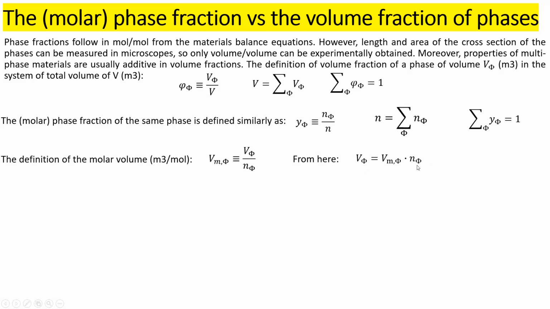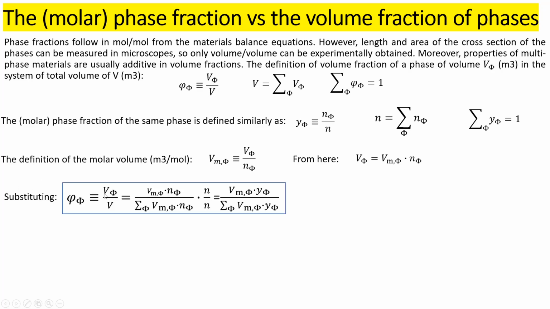And now if I rewrite the definition for the volume fraction, like here, V phi per V, then I can replace V phi by Vm phi times n phi, like this. And then remember V is nothing else as the sum of the same, V phi, so I divide it by the sum of the same. So this expression is the same as the volume fraction of phase phi.